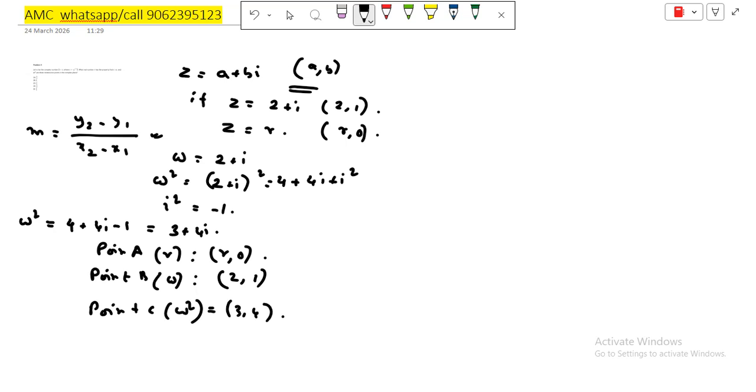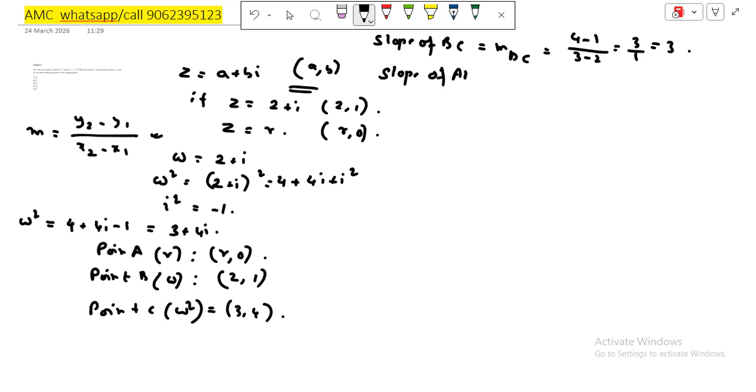Now, let's find the slopes. Now, slope of BC will be what? m_BC, that is (4 minus 1) by (3 minus 2), that is 3 by 1, that is 3. Now, the slope of AB, that is m_AB, that will be (1 minus 0) by (2 minus r), that is 1 by (2 minus r).